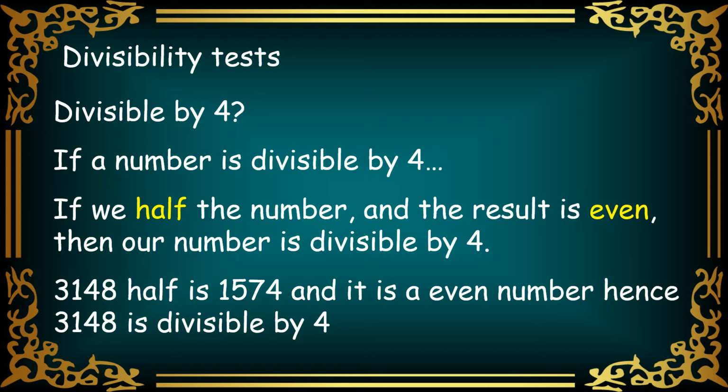Even number कैसे पता चला? क्योंकि last का जो digit है, that is 4. Alright, everybody can see this is the last digit. Okay, it is saying that and the result is even. You have to know that the result should be even. And this number that I've got is an even number. Okay, because the last digit ends with 4, multiple of 2. Okay, and it is an even number, hence this number 3148 is also divisible by 4.